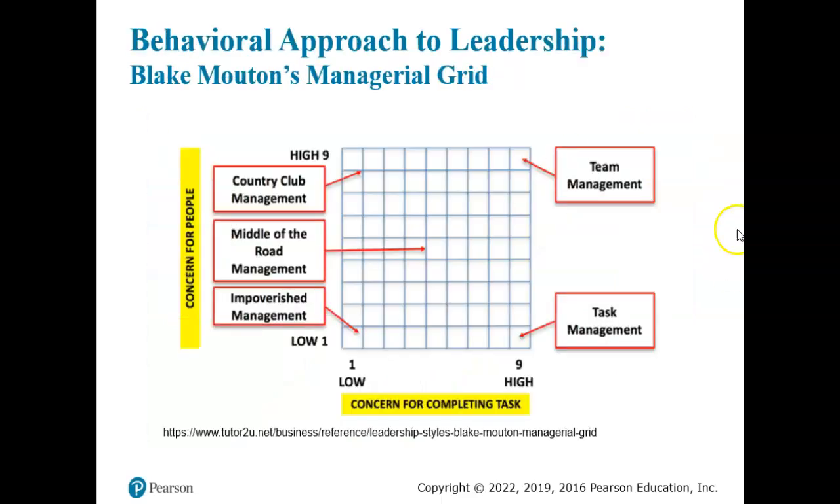I'm going to briefly talk about the Blake Mouton managerial grid. This is a commonly taught thing, so I want to make sure you all had an exposure to it and have seen it. It describes on a grid different types of management based on somebody's concern for people in general, and somebody's concern for completing tasks in general, with a score going from low to high for each one of them.